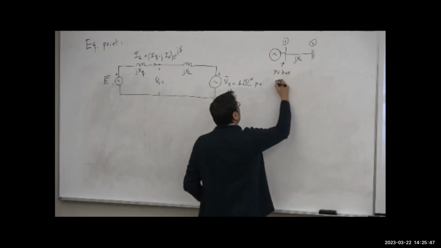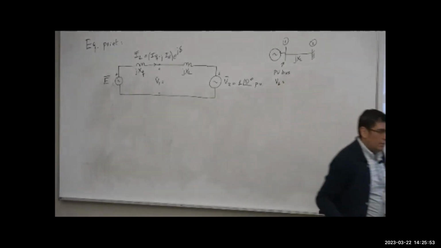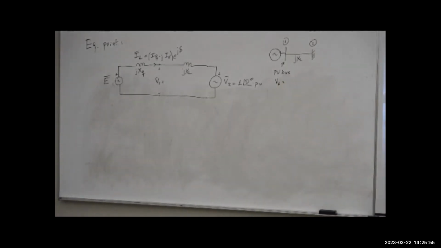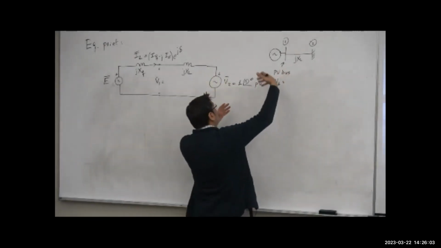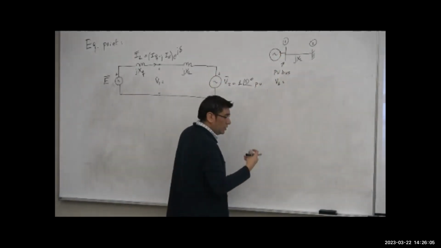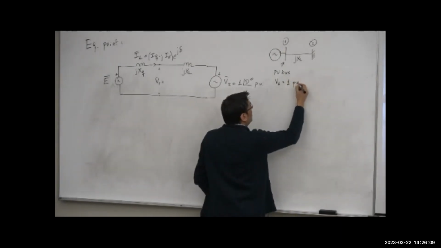A PV bus because we know how much is the terminal voltage. Did I specify that here? Not in the slide, but we need to assume that the machine will have a terminal voltage, and that's what you did in the power flow. And we will assume that that is 1 per unit.